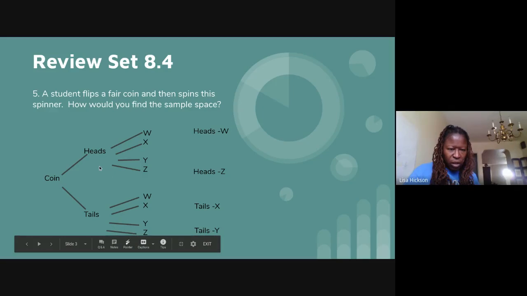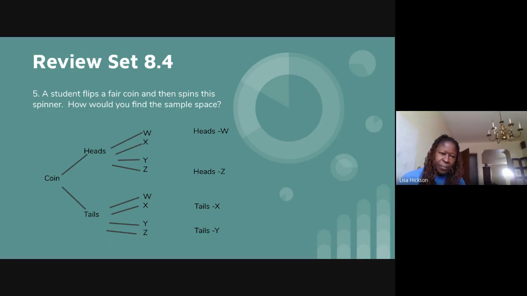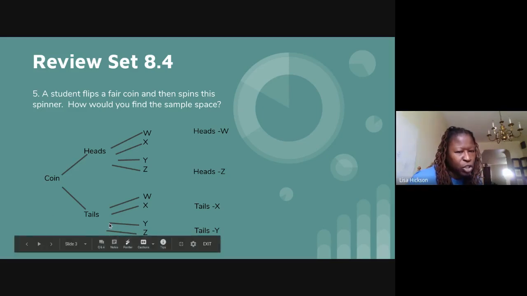Again, this is the result of the first portion of the experiment, the flipping of the coin. You can get a heads or a tails. This is the second event. What can happen from the second event? Make sense? So again, for number 5, you can list the sample space in whichever way is most comfortable for you. If you don't want to write out the sample space, you could just describe to me how you would find the sample space. So don't feel committed to making a chart.